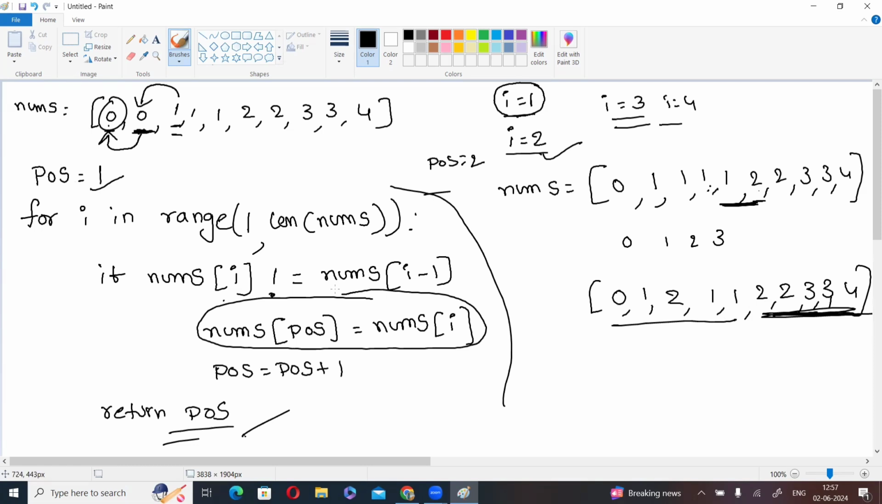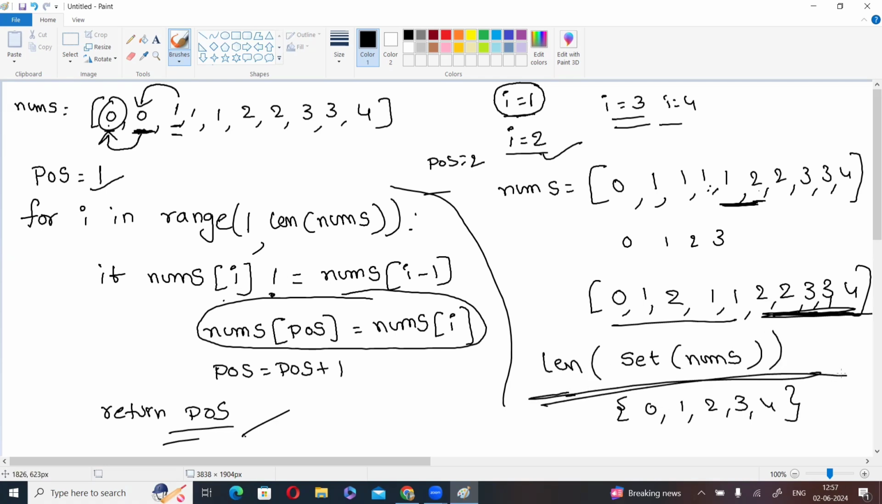Everybody has one question. Sir, while doing this operation, we have one simple way. What is that one? Set of nums. What does set do? Simply removes the duplicate elements. Once you perform the set operation, this is the answer. Now what does it return? Length, number of elements. So the single line is the answer, but this is not allowed.